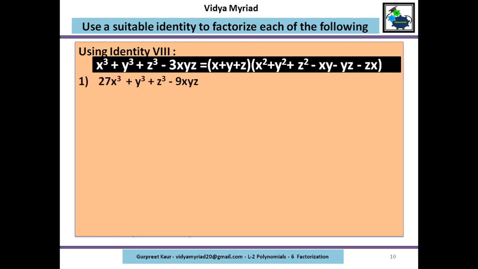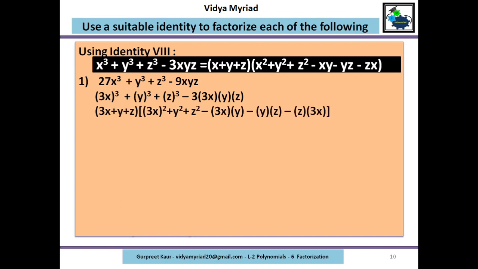Now I have a question, 27x cube plus y cube plus z cube minus 9xyz. So what I will do here is rearrange it in a formula. How will I write it? Now 27x cube can be written as (3x) cube, y cube will remain as y cube, z cube will remain as z cube, and 9xyz will be written in the form of 3 times 3x, y, and z.